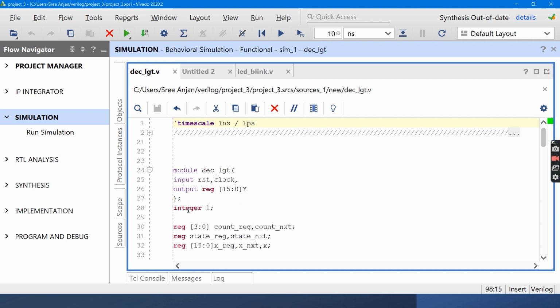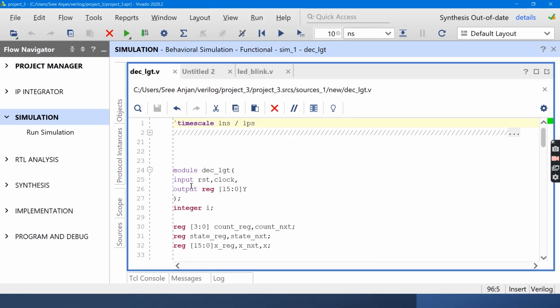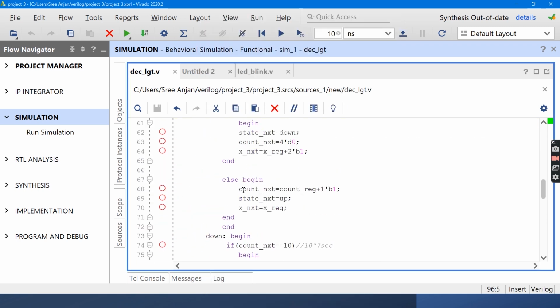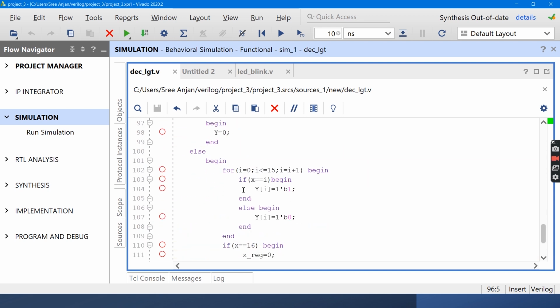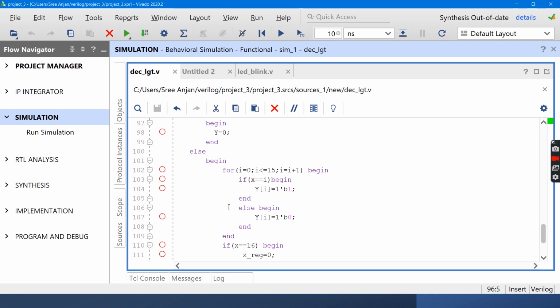Here, if you observe, at the start of the code I took an integer i, because the output is Y. To get the output Y, I took another signal called final LED which stores the values, that is LED equals X-reg, the present value I gave to X. If reset, Y equals 0, that is all the LEDs will be off, or else I will be incrementing up to 15, that is 16 LEDs.